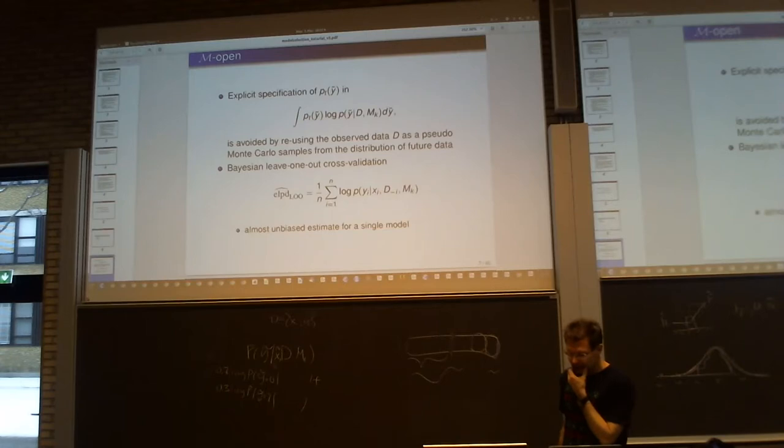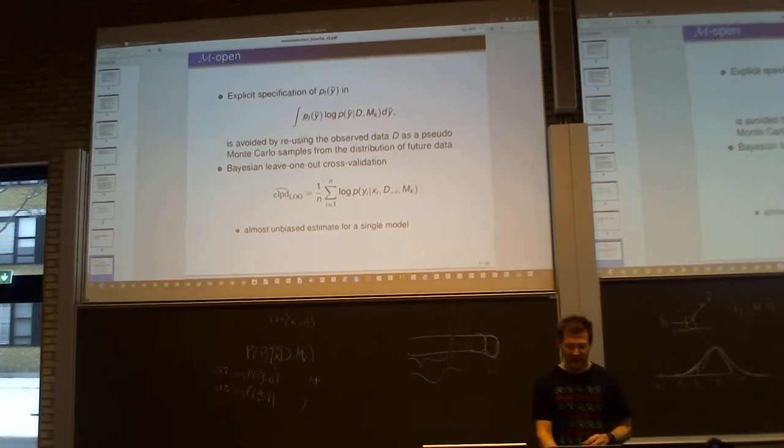So now, the M-open case is the one where we don't want to make any assumptions about this when we are doing the predictive testing of the model. And we can avoid it. So we reuse the observed data as pseudo Monte Carlo samples from the distribution of future data.